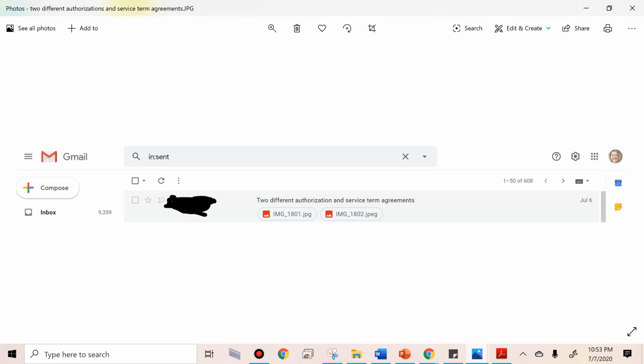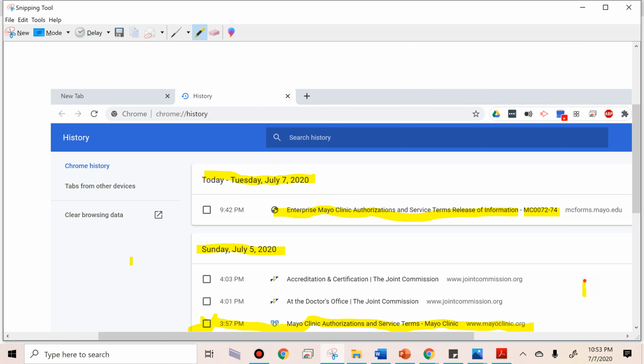Okay. So the wonderful thing about Google is that you've got history. So I'm going to show you the history. On Sunday, July 5th, that's when I actually downloaded their authorizations and service terms that was on their webpage, because I wanted to see what that language looks like. When I went back today, I noticed it was different. It was no longer the same form. It was actually now the form that we had signed back in November, December, January, I'm not sure.